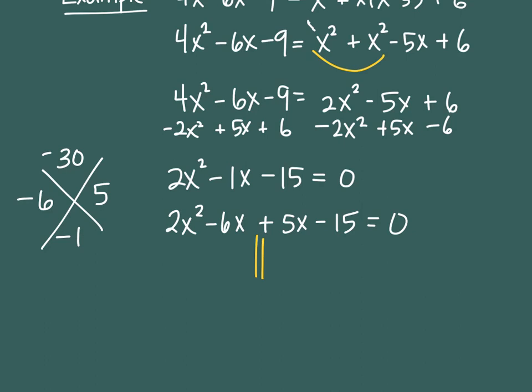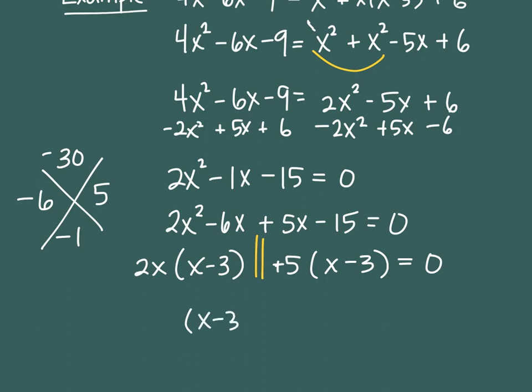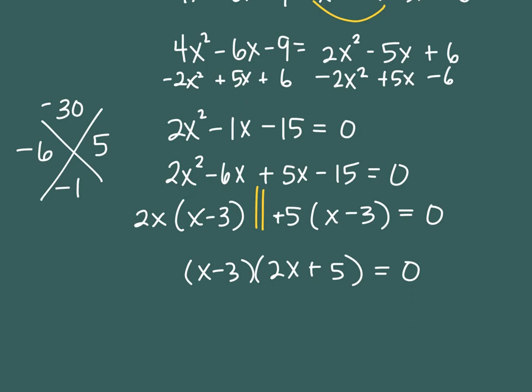On the left side, we're going to take out the common term of 2x, which leaves me with x minus 3. And on the right side, what will I be pulling out? 5. I heard 5, a positive 5. So that will leave me again with x minus 3, still equal to 0. So my factors are x minus 3 and 2x plus 5. So those are the factors.